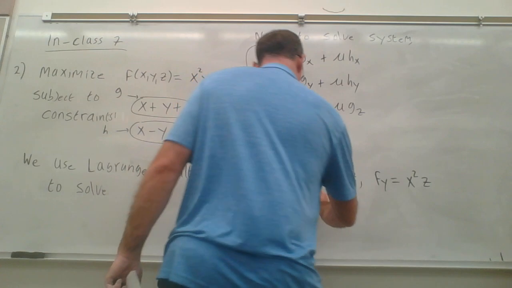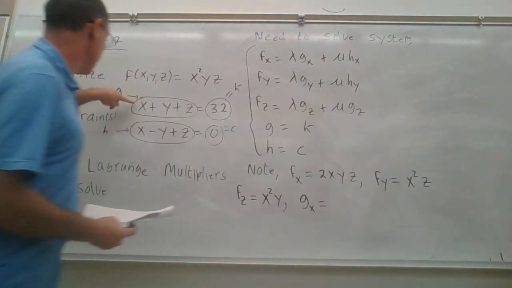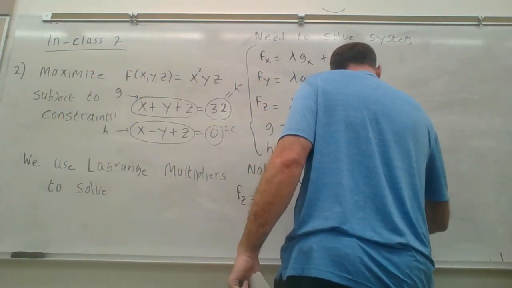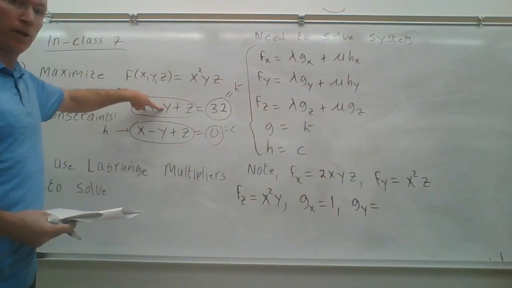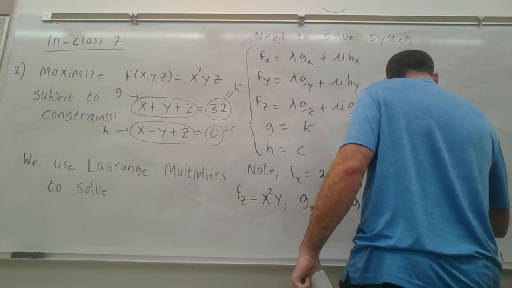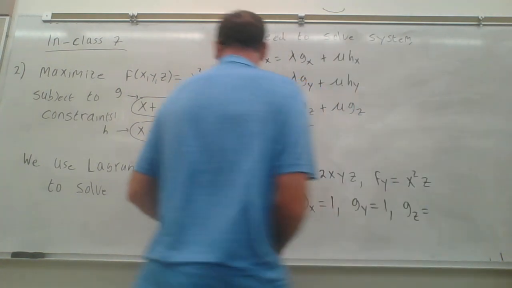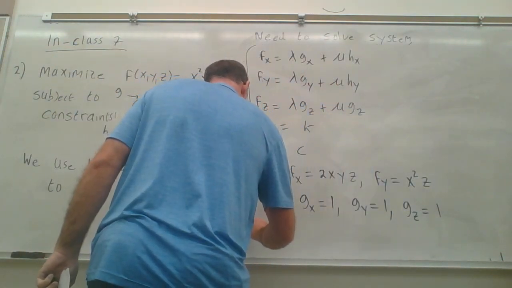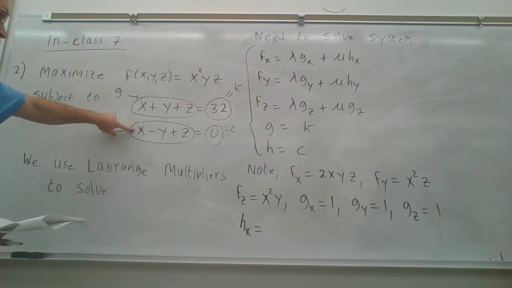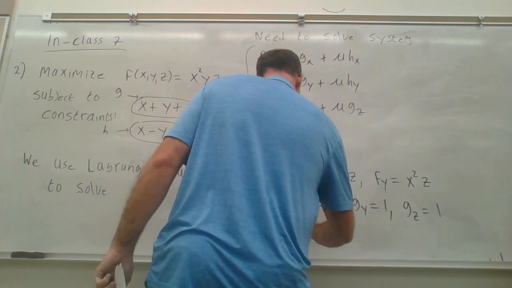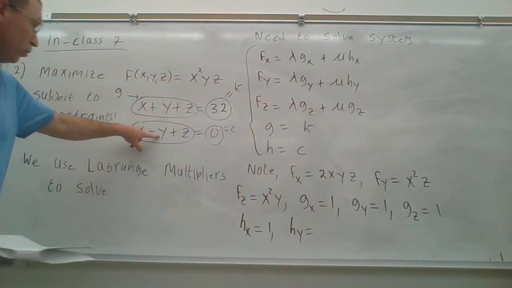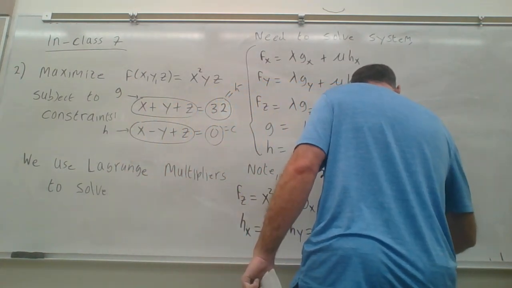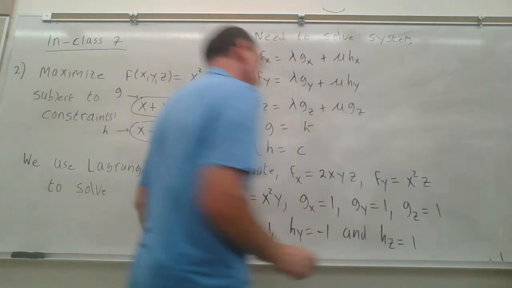Say g of x. Here's my g here, so it's just 1. g of y, also just 1. g of z, also just going to be 1. h of x will just be 1. h of y will be minus 1. And lastly, h of z will be 1 also.